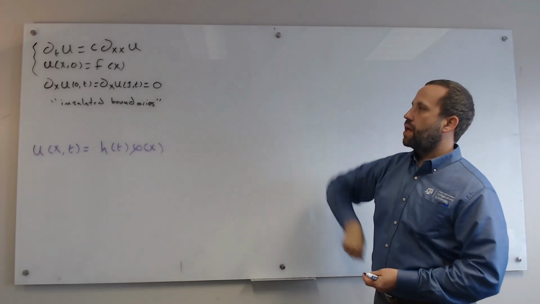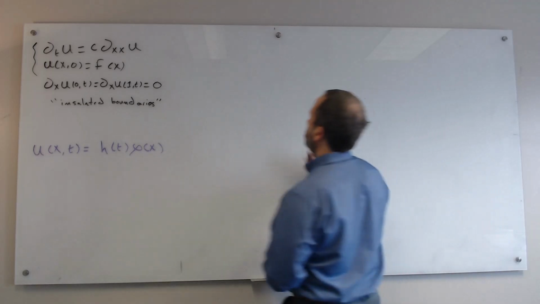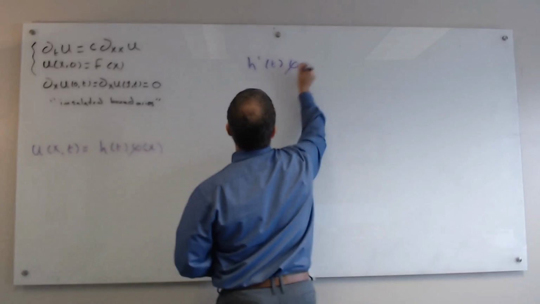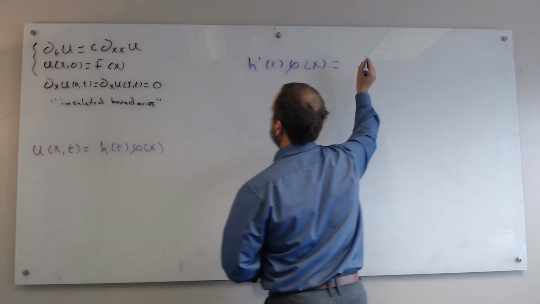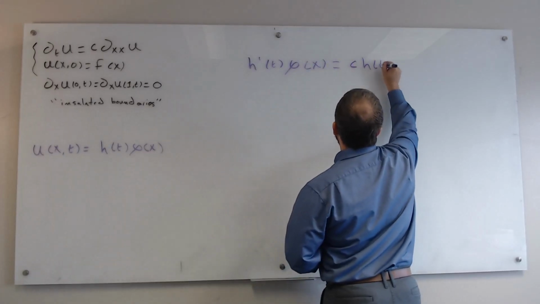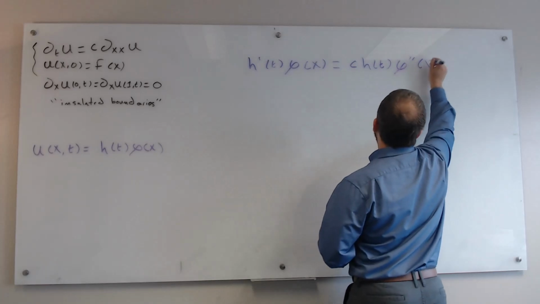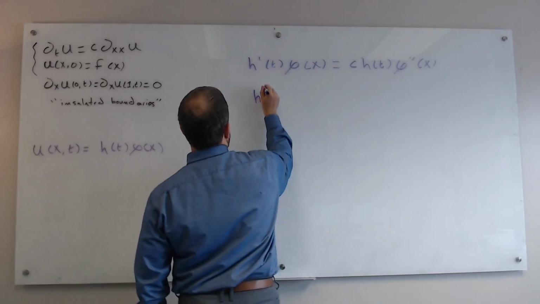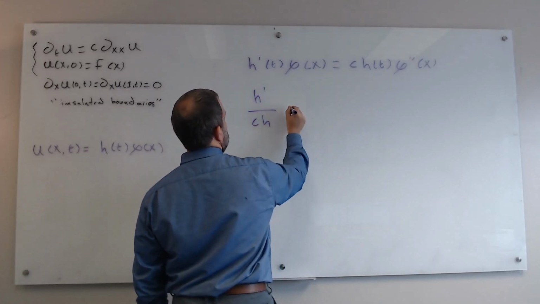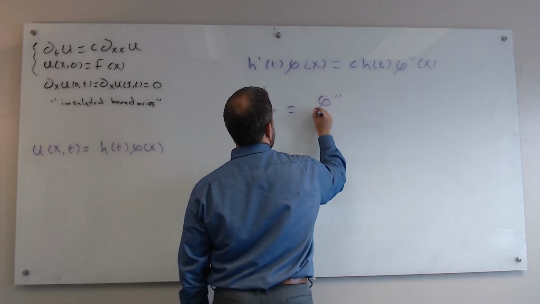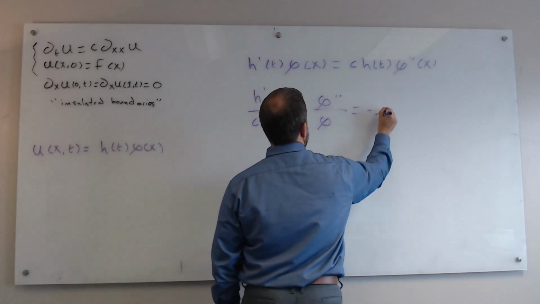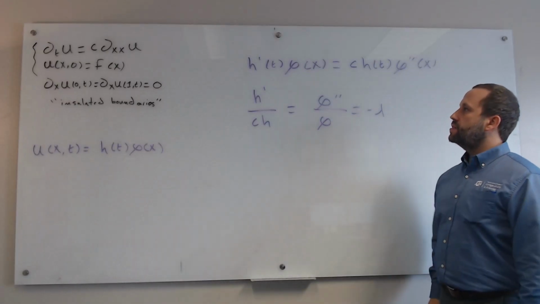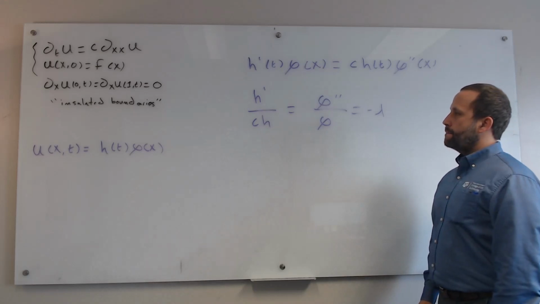So if I take this and plug it into the differential equation, I'm going to get the t derivative, h prime of t, over here on the left-hand side is going to be c times h of t times phi double prime of x. We're going to rearrange this in the following way. We're going to have h prime over c h is equal to phi double prime over phi, and this is equal to minus lambda. Okay, we put the c with the h just because it's way easier that way.